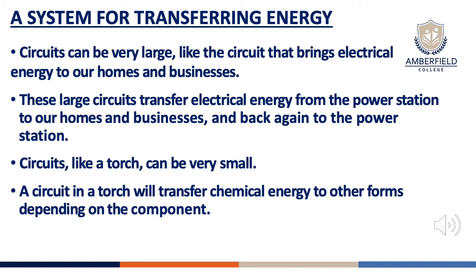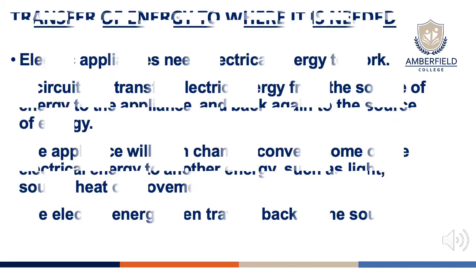A transformer would be a perfect example of a larger circuit, as we need those, and that is what Eskom uses. Now a circuit in a torch will transfer chemical energy to other forms, depending on the components that are inside that circuit.